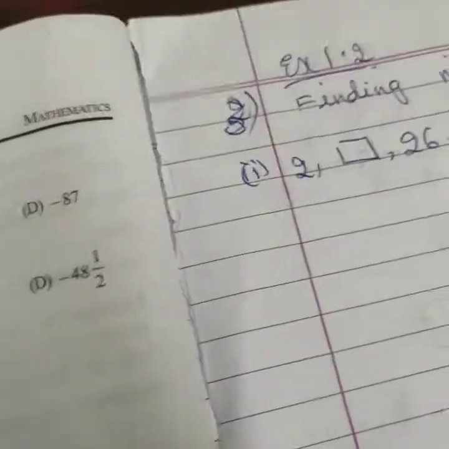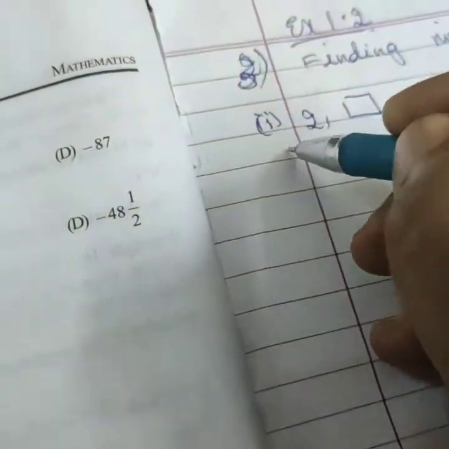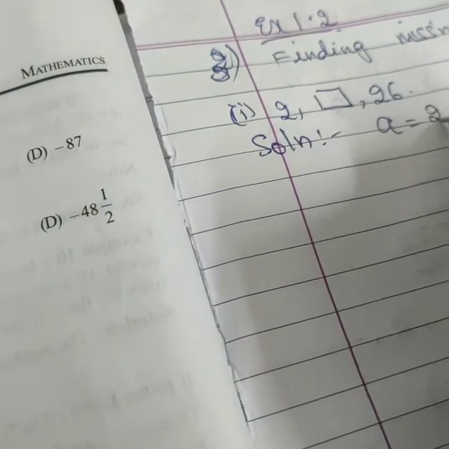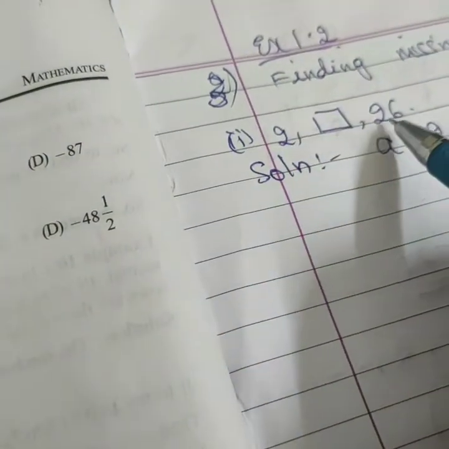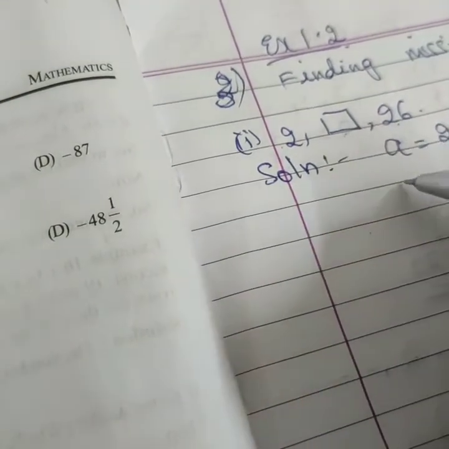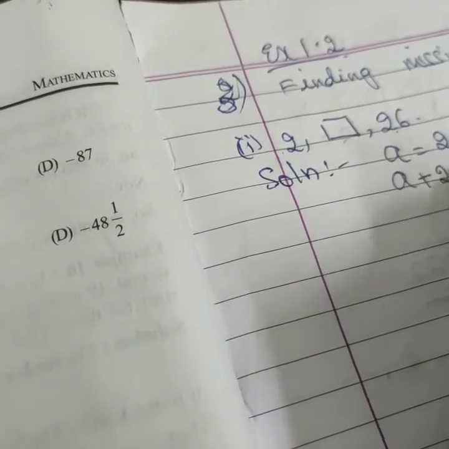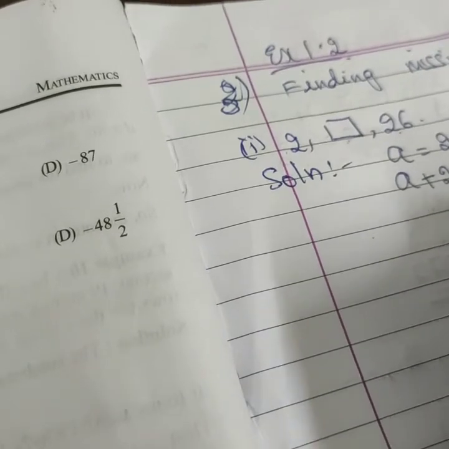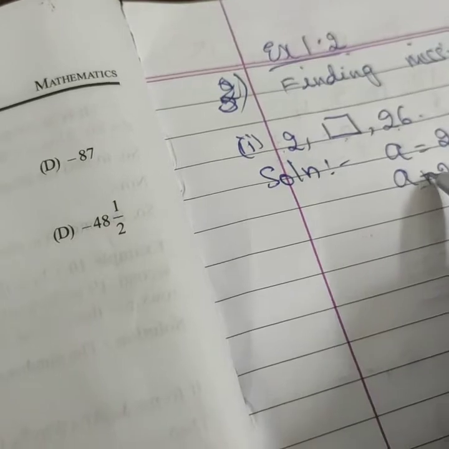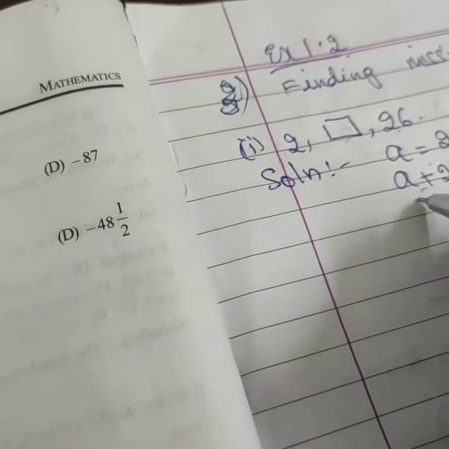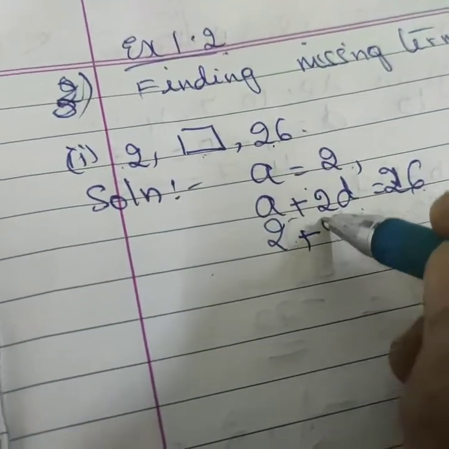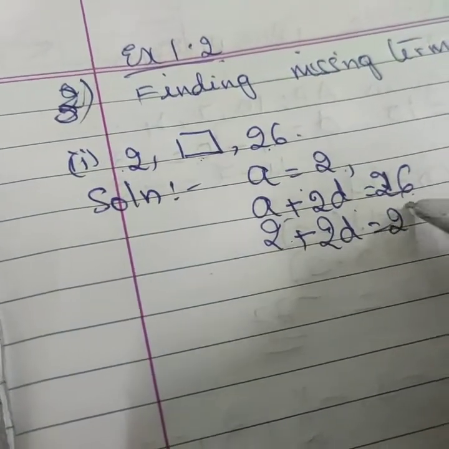So let us solve now. What is given? Let us write. So what is given in the solution? A is 2. What is the position of this 26? A plus D, A plus 2D. So here A plus 2D is equal to 26. So in place of A, write 2. So here you write 2 plus 2D is equal to 26.